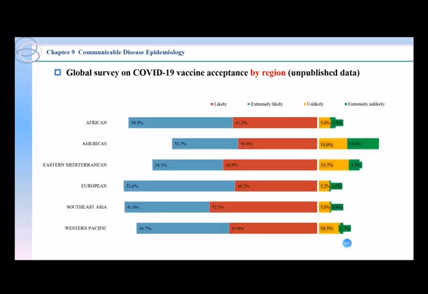Here shows the vaccine acceptance by region. Same as before, we have 4 options for people to choose: likely, extremely likely, unlikely, and extremely unlikely. As we can see, European people have very high vaccine acceptance, followed by African.